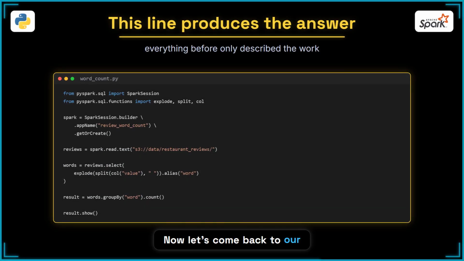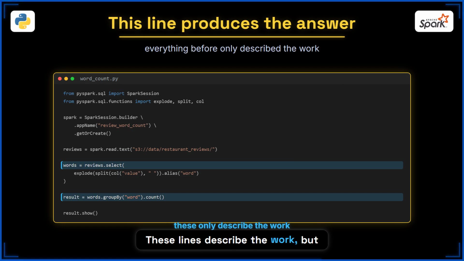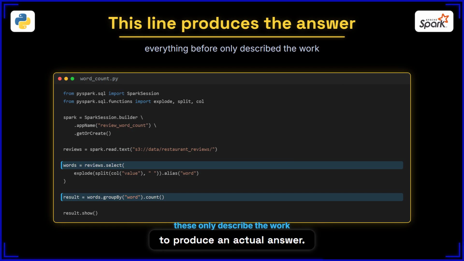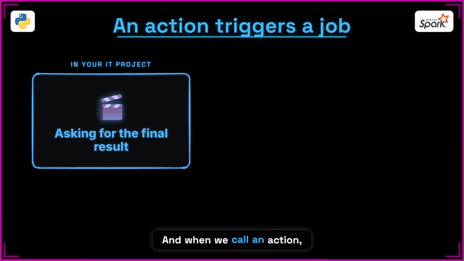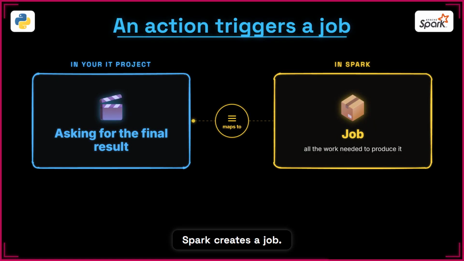Now, let's come back to our code. These lines describe the work, but they do not yet tell Spark to produce an actual answer. And this line below does that. Here, show is an action. And when we call an action, Spark creates a job. And a job is like the full amount of work Spark needs to complete in order to give us that result.